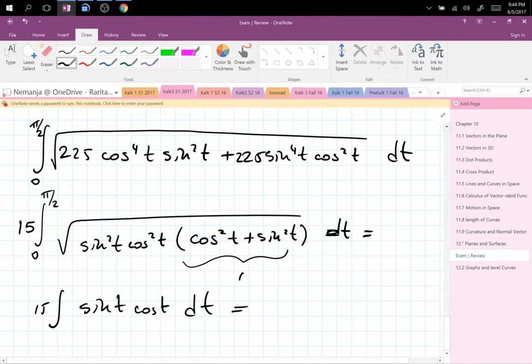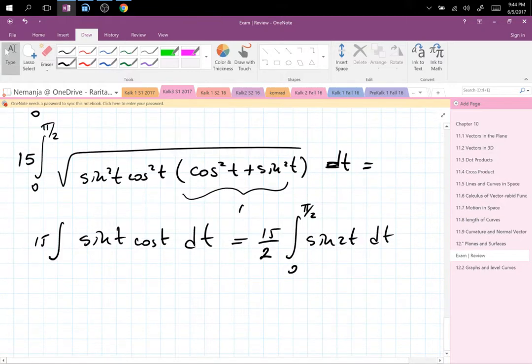dt. This becomes 15 over 2 integral of sine 2t dt. That's much easier to integrate that way. Well, you can use u sub if you like. So 15 over 2, the integral of sine is negative cosine over 2, from 0 to pi over 2. That's negative 15 over 4.